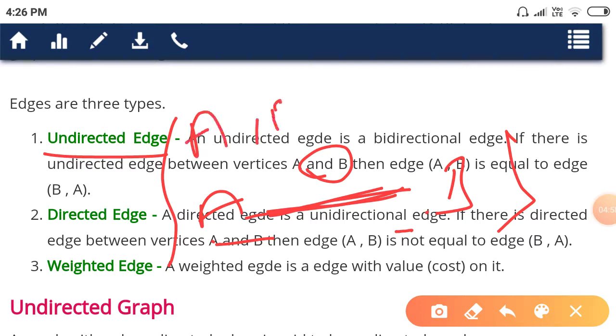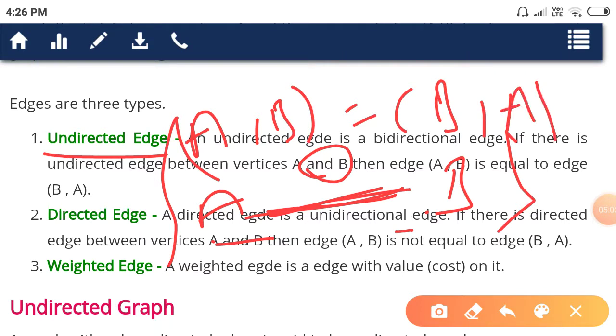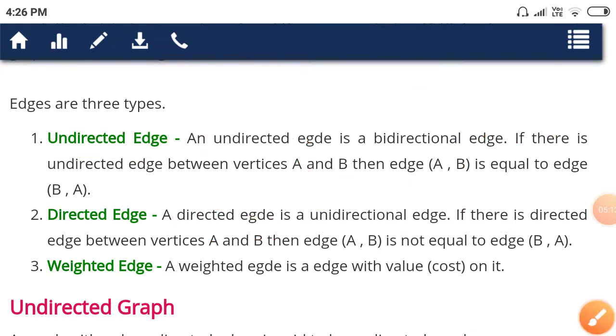So a comma b equals b comma a, which means there is no particular direction, it is bidirectional. It is an undirected edge, meaning there is a relationship between both sides, like a to b and b to a. Okay, next one, directed edge.